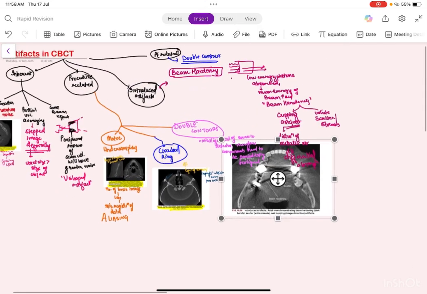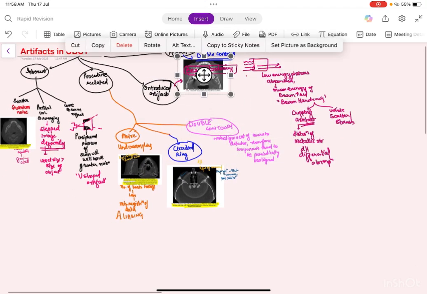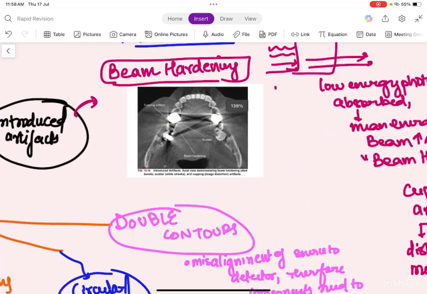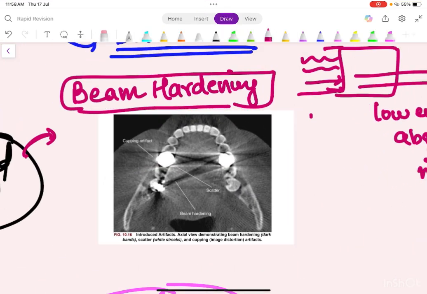So let's just go through this image also. Okay, so see, this is beam hardening and here we have both cupping artifact and streak. So see, beam hardening, dark bands and scatter, white streaks, and cupping image distortion. Beam hardening you can see in the form of dark bands. Okay, you need to know which is beam hardening, which is cupping artifact. So the white streaks is scatter and this distortion of the image is cupping artifact. Okay, so this completes all the artifacts that are seen in CBCT.